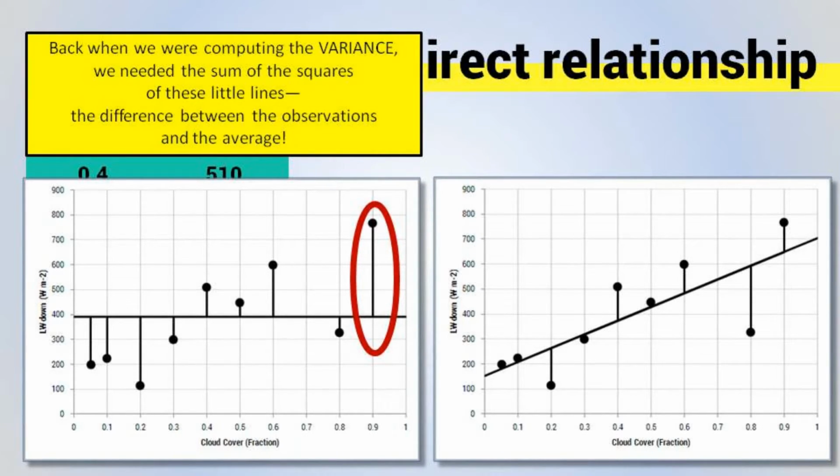Like that one I have circled in red, he's pretty big. He's contributing a lot to the variance of that data set because that little line segment that I have circled in red is going to be big when it's squared, right? So that one's contributing a lot to the total variance of the data set.